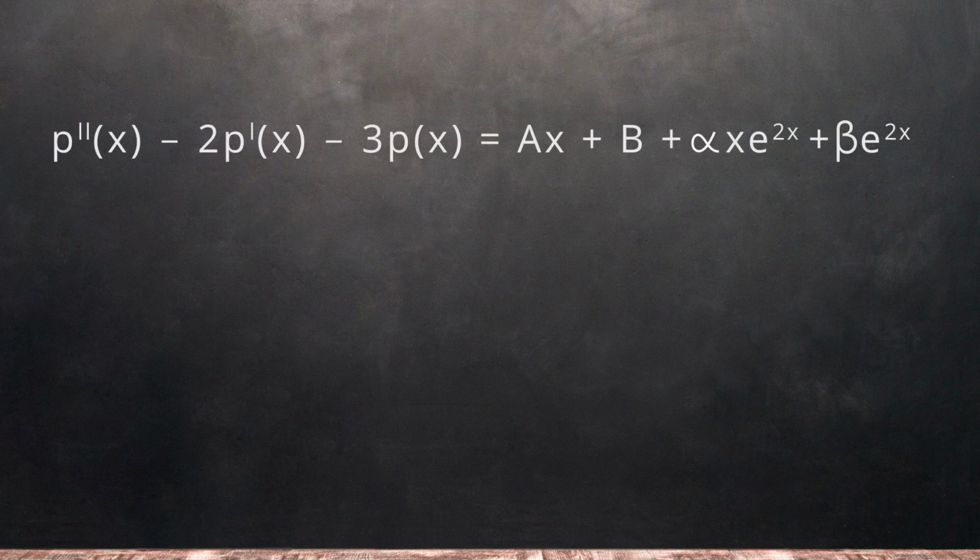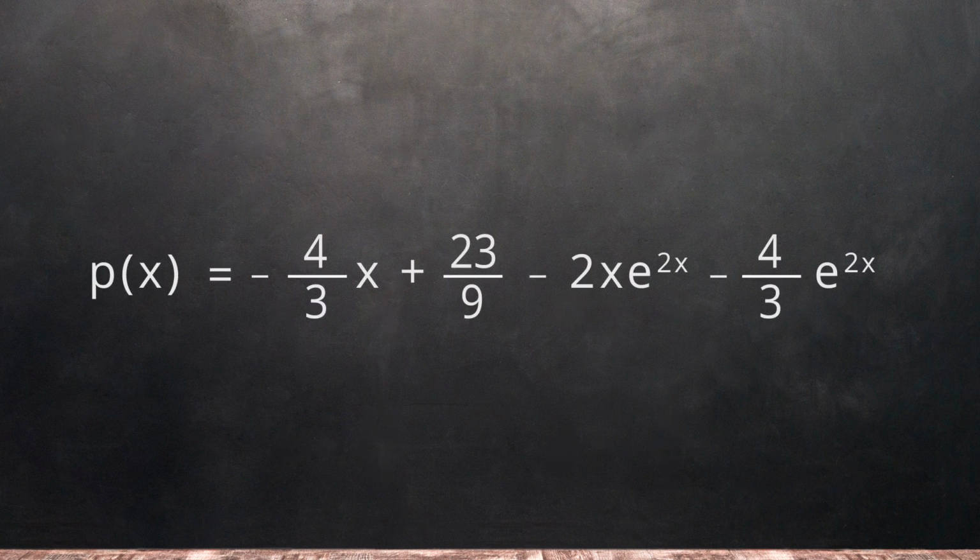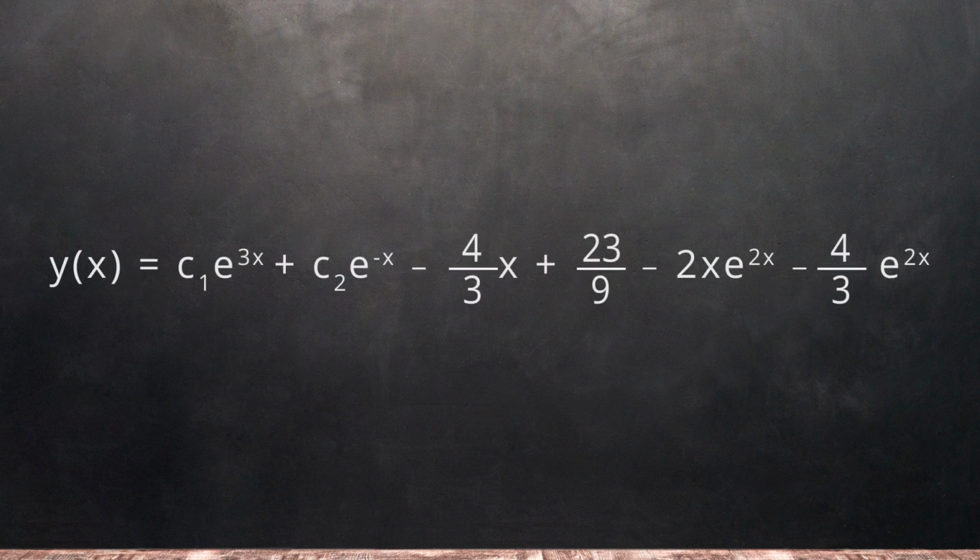We leave the solving to the viewer, but what we end up with is a equals negative 4 over 3, b equals 23 over 9, alpha equals negative 2, and beta equals negative 4 over 3. And we have our particular solution, negative 4 over 3x plus 23 over 9, minus 2x times e to the 2x minus 4 over 3 e to the 2x. From here, we can determine the general solution by summing the particular and the homogeneous solution.